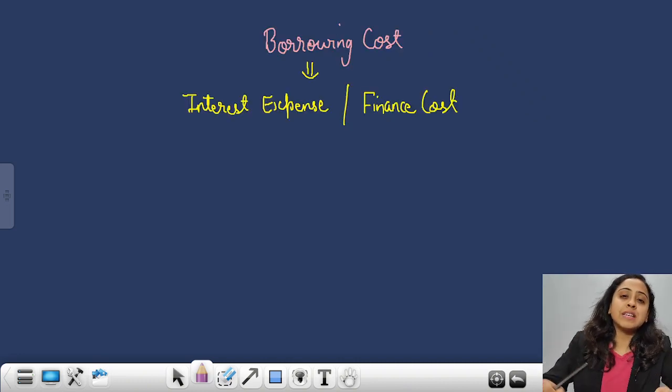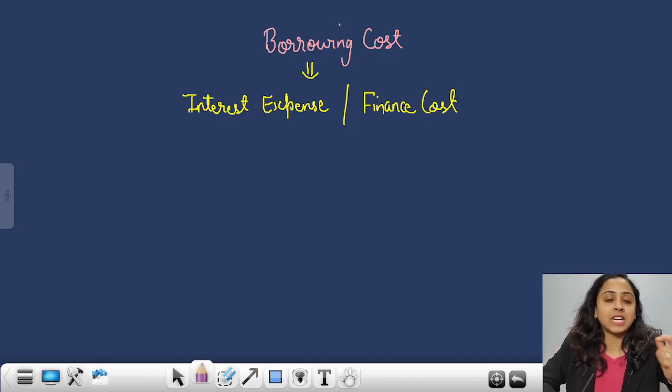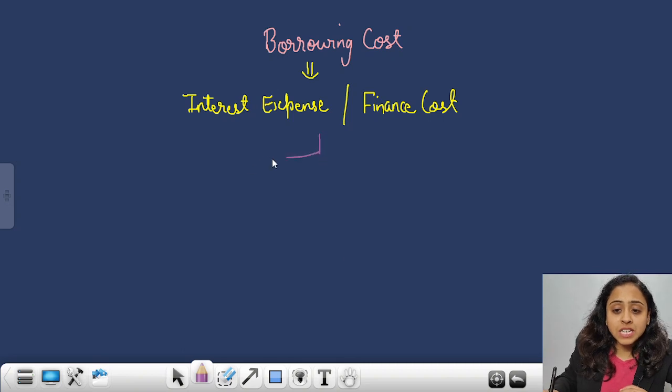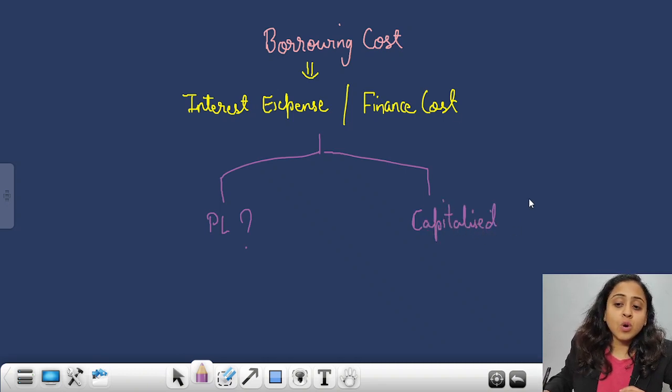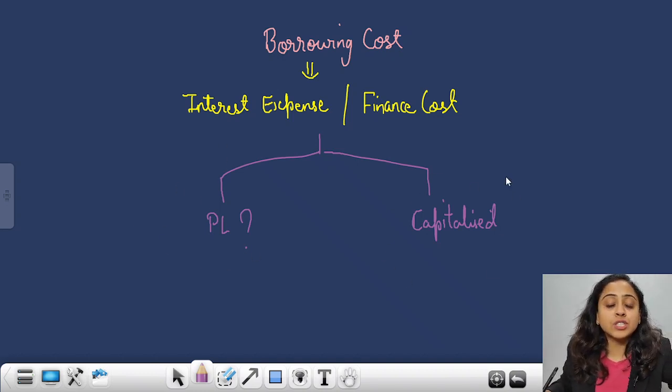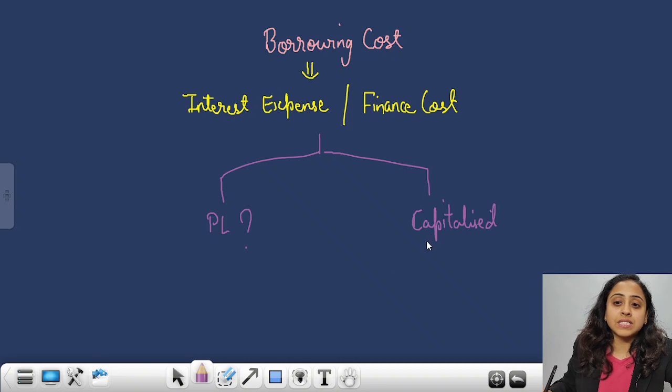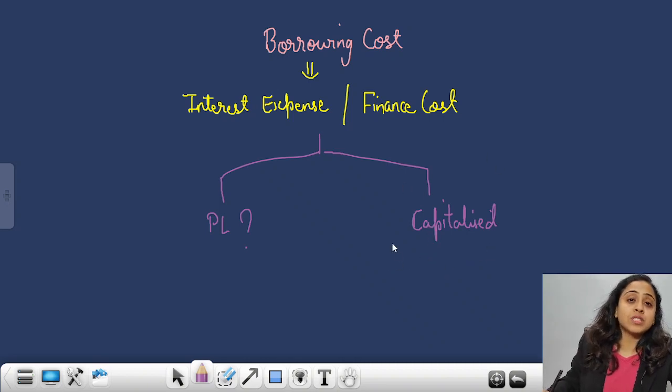Now, borrowing cost is simply the interest expense, the finance cost attached with the funds that you have raised, the funds that you have borrowed. For example, a 10% debenture. So the 10% interest rate that you have to pay along with the debenture's principal amount is known as your borrowing cost. Simple example. Now, the question generally is whether this borrowing cost should be charged to PL or whether it should be capitalized. In order to understand that, we really need to understand what a qualifying asset is, and when you can start capitalization.